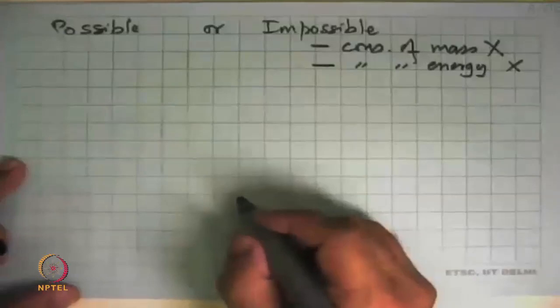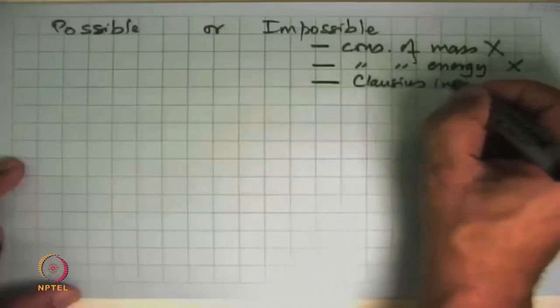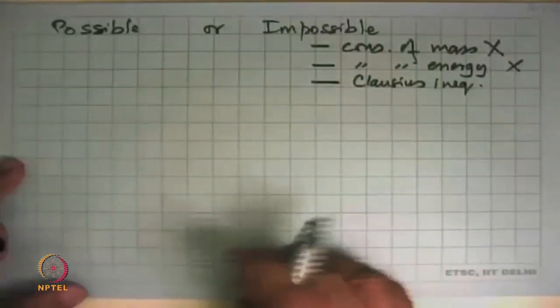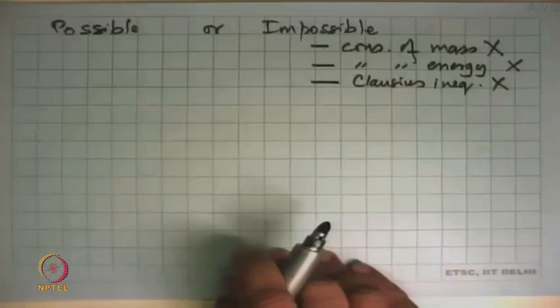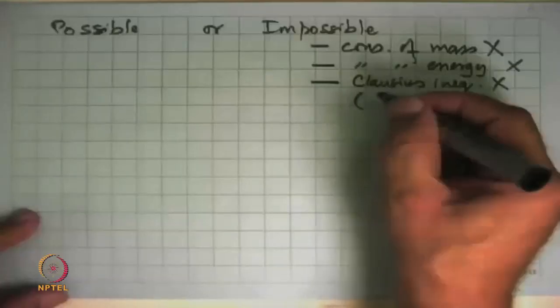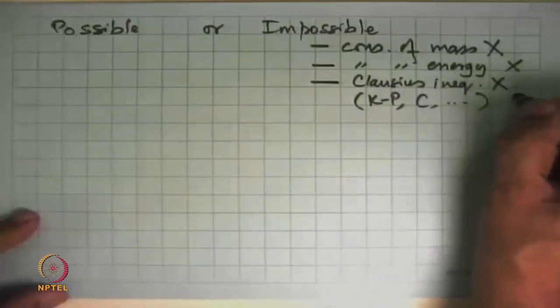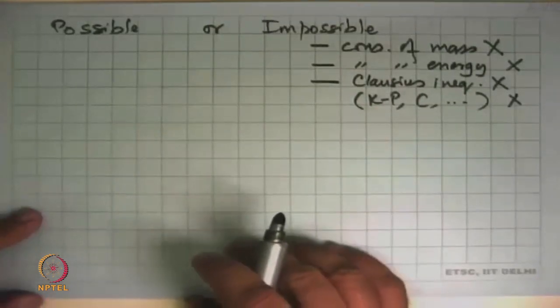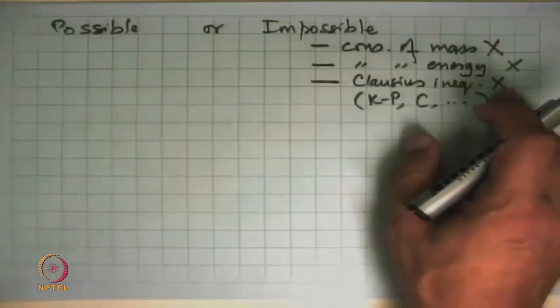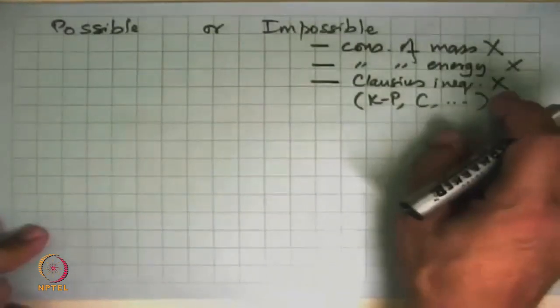If that is violated, not possible, or it violates Clausius inequality, then also it is not possible. Such systems should be rejected outright. There is no discussion, debate on this. And of course, if it violates either the Kelvin-Planck statement or the Clausius statement, then also it is out. So that is something which is scientifically not possible. No matter what one does, you cannot get away from this reality.